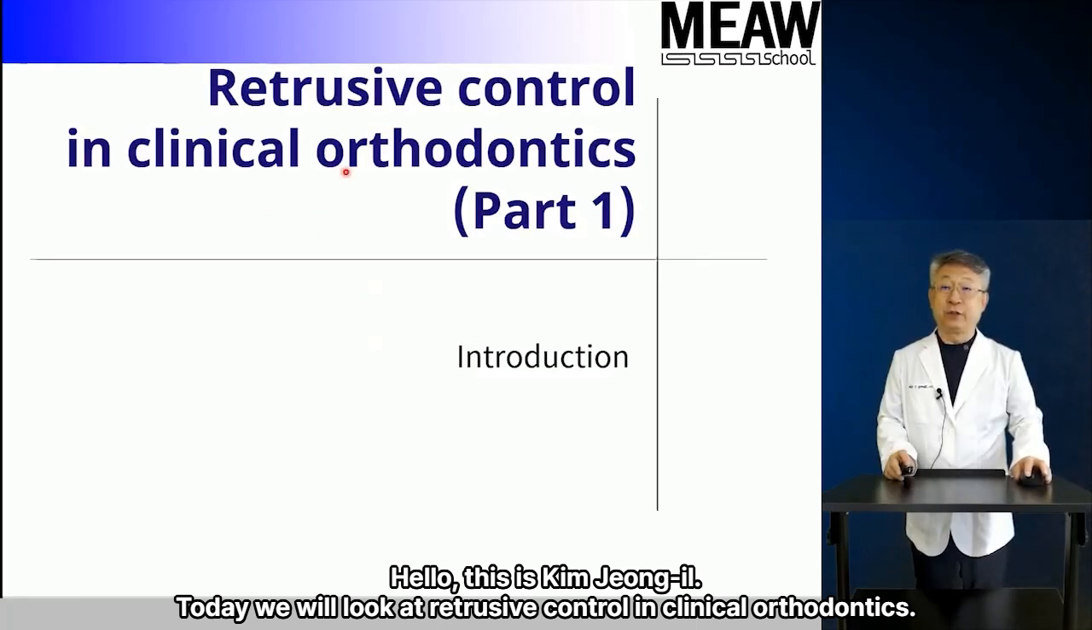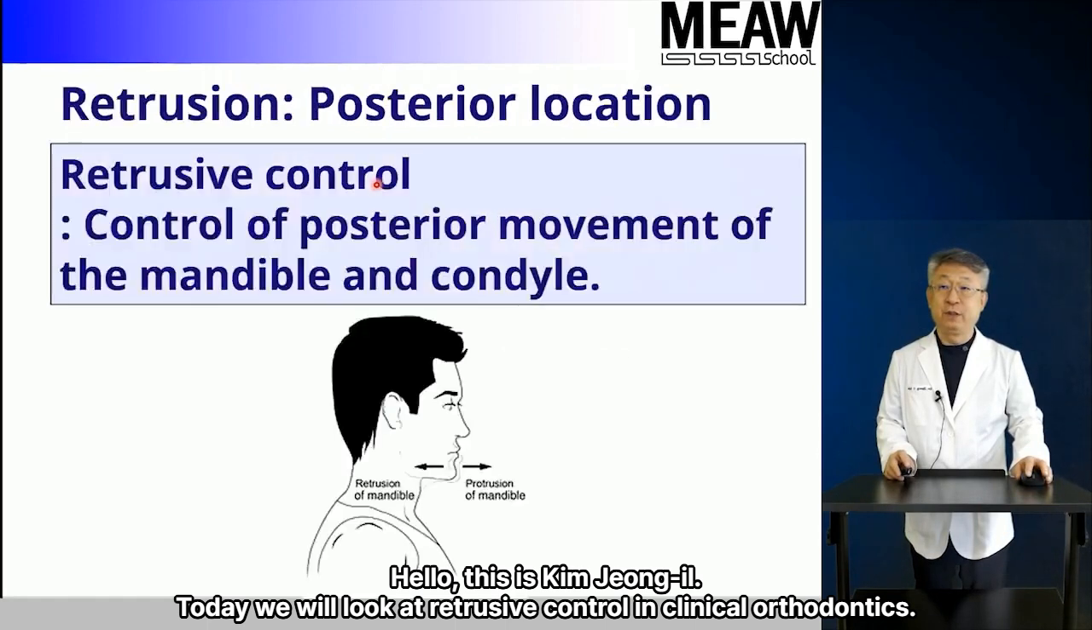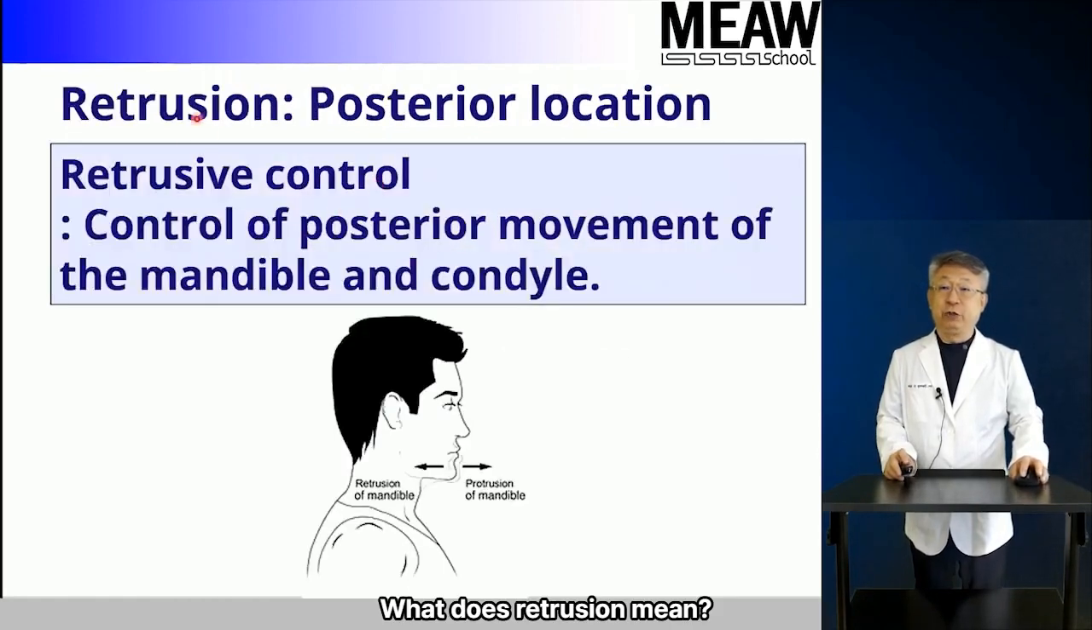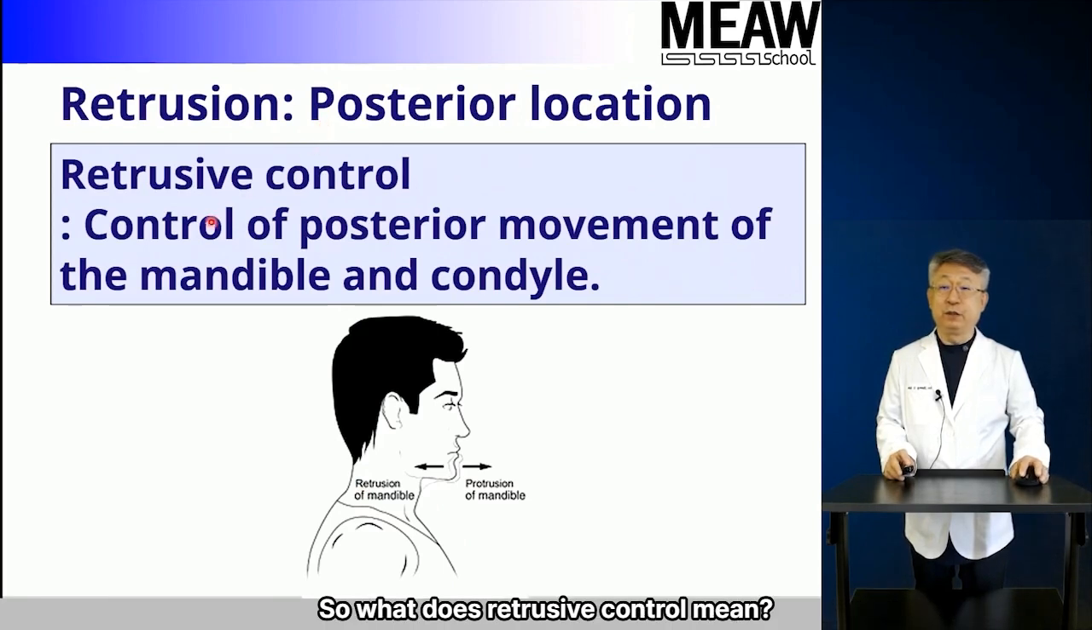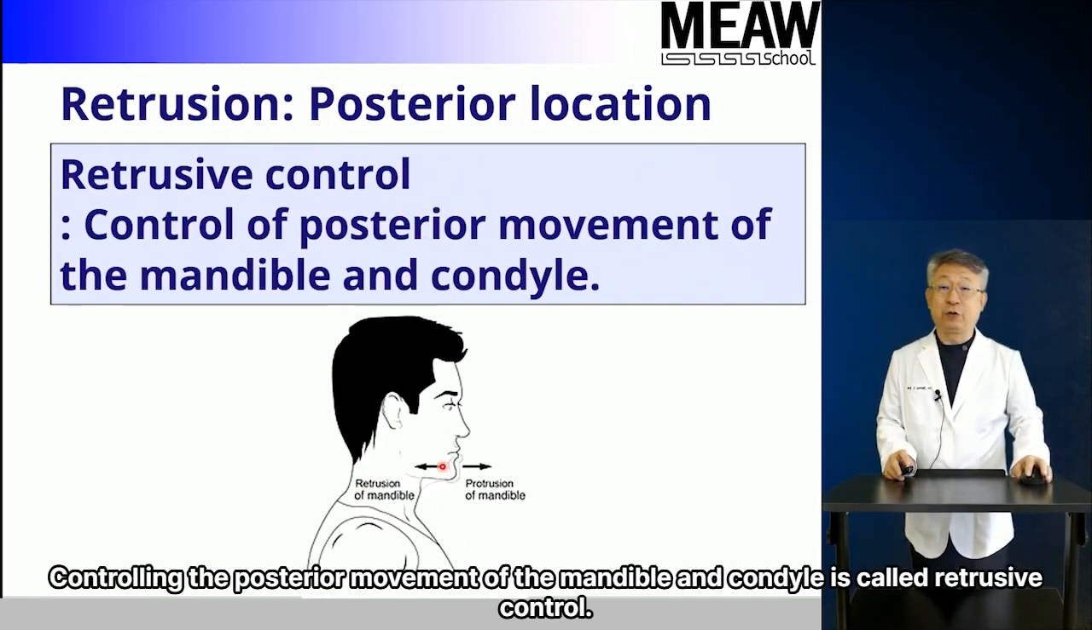Today we will look at retrusive control in clinical orthodontics. What does retrusion mean? When the mandible or condyle is located posteriorly, it is called retrusion. So what does retrusive control mean? Controlling the posterior movement of the mandible and condyle is called retrusive control.